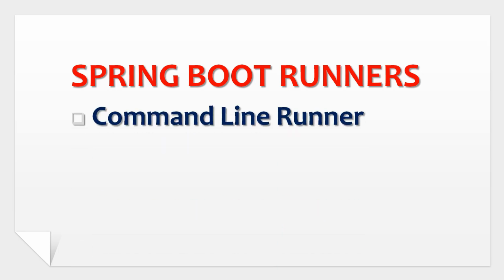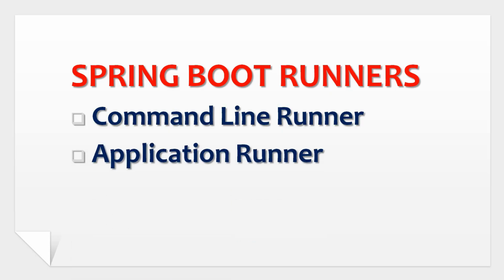Next, in Spring Boot, we have two types of runners. First one is command line runner. The command line runner is a legacy runner which was introduced in Spring Boot version 1.0. It has only one abstract method, that is run method, and it is a functional interface. And next one is application runner. Application runner is the latest runner which was introduced in Spring Boot version 1.3. It has only one abstract method, that is run method. It is also a functional interface. There is a slight difference between command line runner and application runner in case of providing inputs.